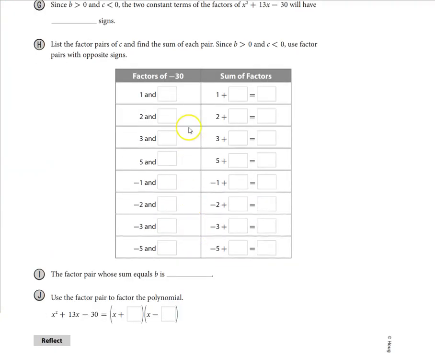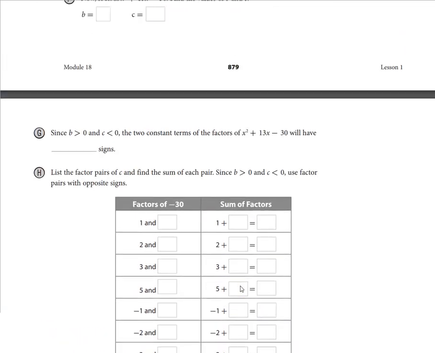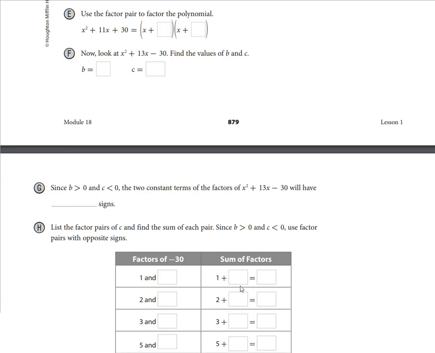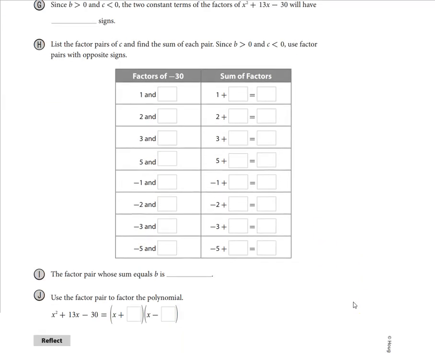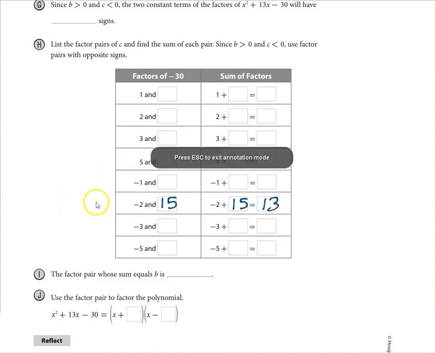Again, you could go through these different steps here, and eventually you would find that the combination is the positive 15 and the negative 2. That would be the combination that we're looking for. Negative 2 plus 15 is again that positive 13 that we were looking for.